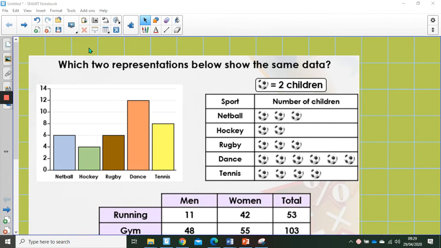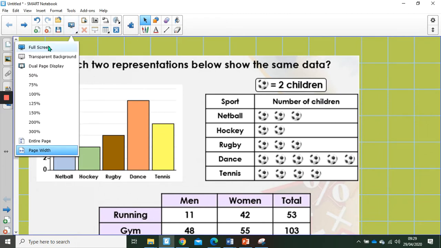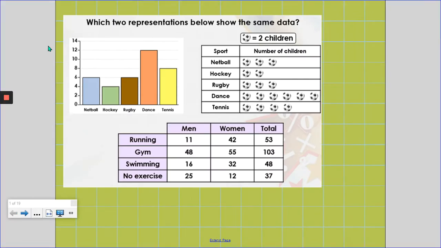3-4, we're going to be looking today at tables. So following on from our bar charts and our pictograms, we're now going to be looking at tables, which do the same thing. They collect data and represent data as a kind of a table, a graph, a picture to help us to understand it.